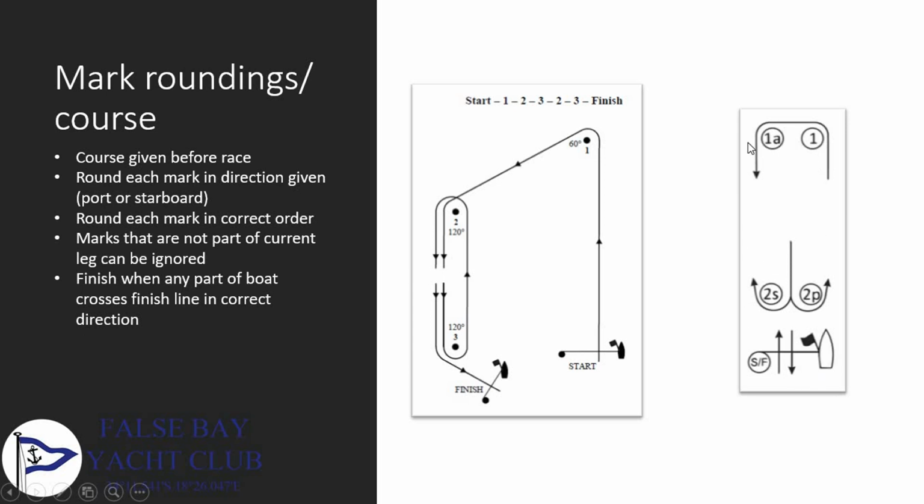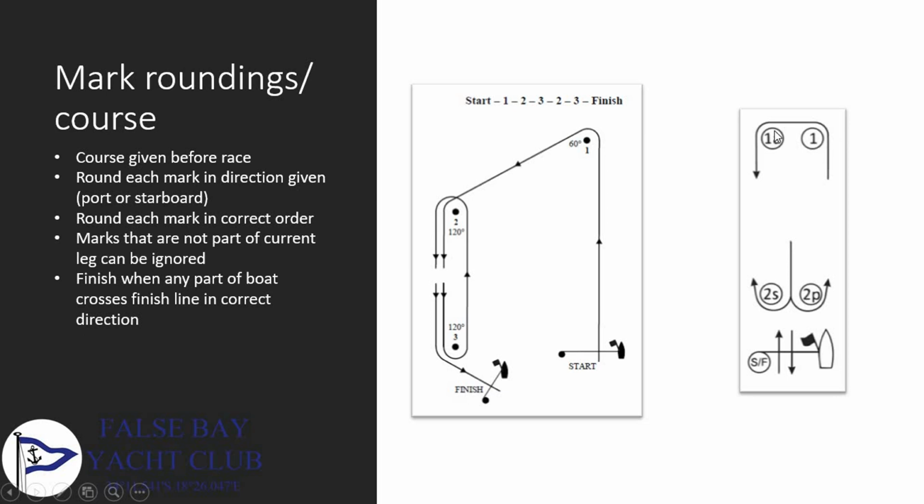So in this picture they haven't given an order of marks, but how it would normally go is that you'd start, round mark 1, round the offset mark, come down, choose whichever mark you want to round between 2S and 2P, and round mark 1 again, round mark 1A again. Again, you choose whichever mark you want to round, 2S or 2P, then you round mark 1 and 1A again, and then you finish.